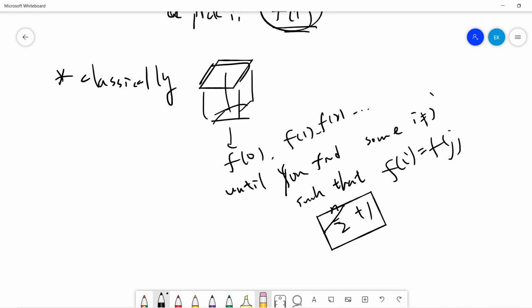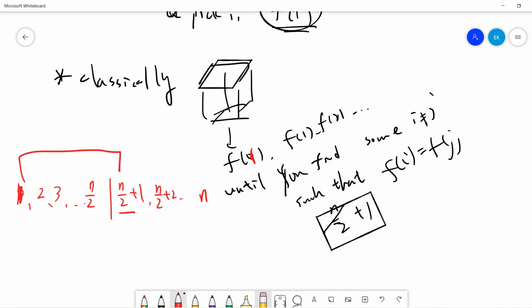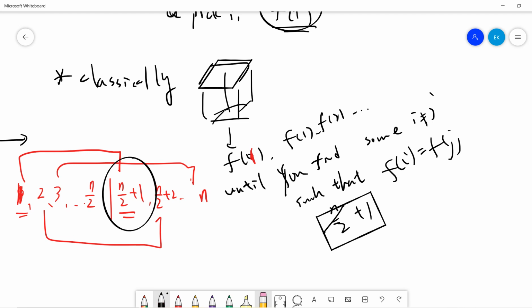This can be seen as follows: suppose the inputs from 1 to n divided by 2 are paired with n divided by 2 plus 1, n divided by 2 plus 2, up to n. If we assume these two are the same, and these two are the same, and these two are the same, and then you start from here, you need at least n divided by 2 plus 1 queries to find such a pair. So this is the deterministic answer.